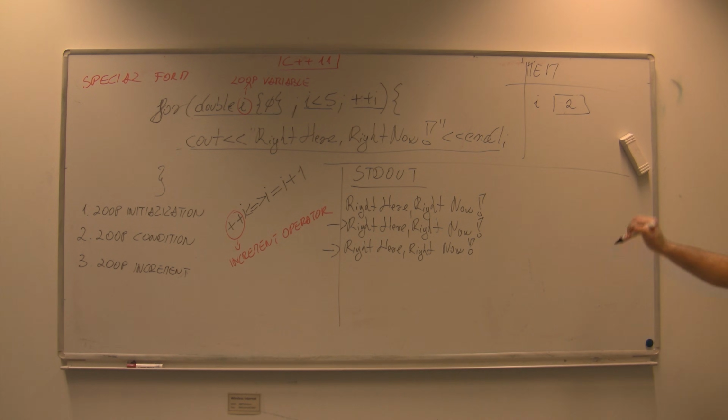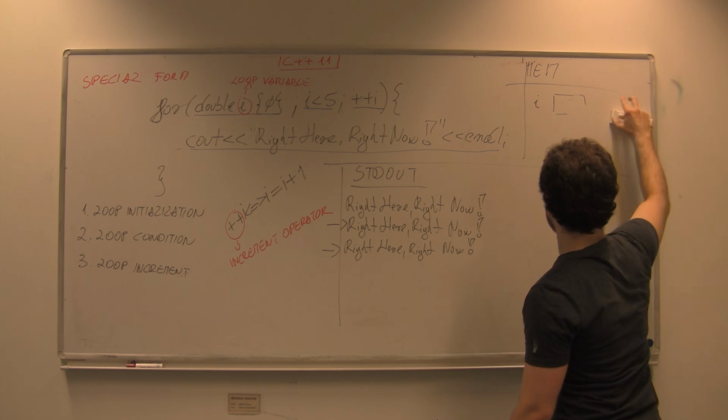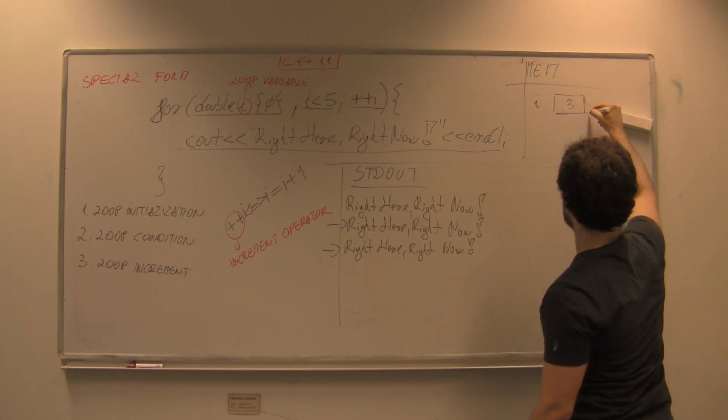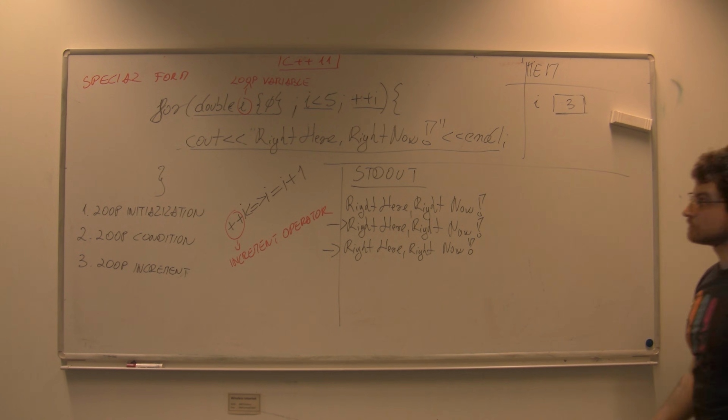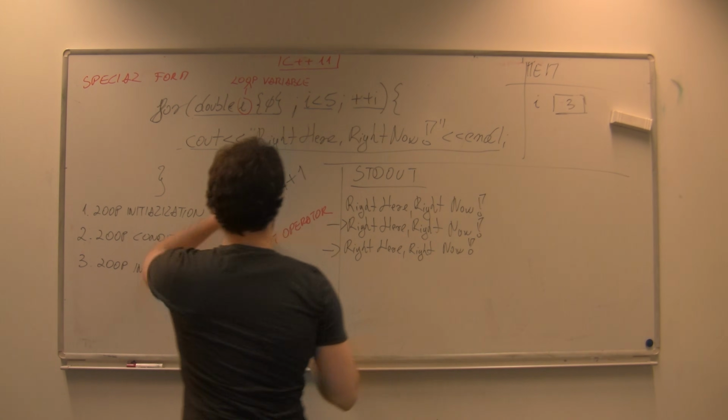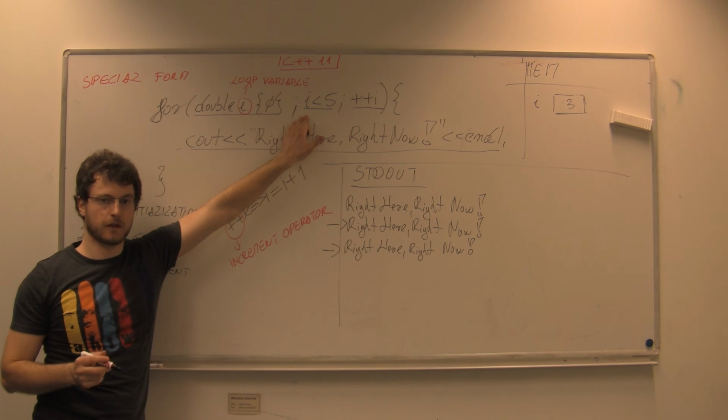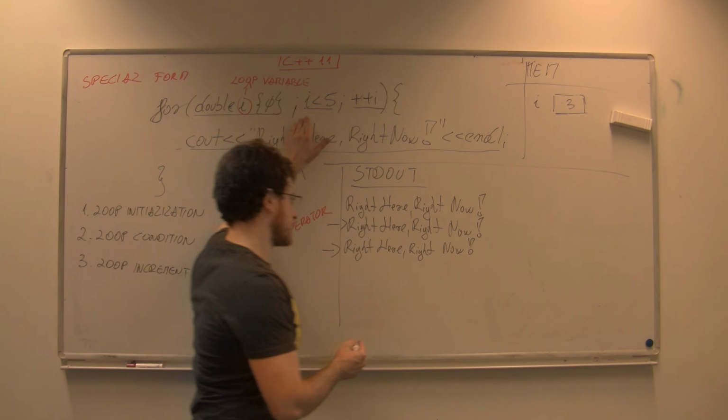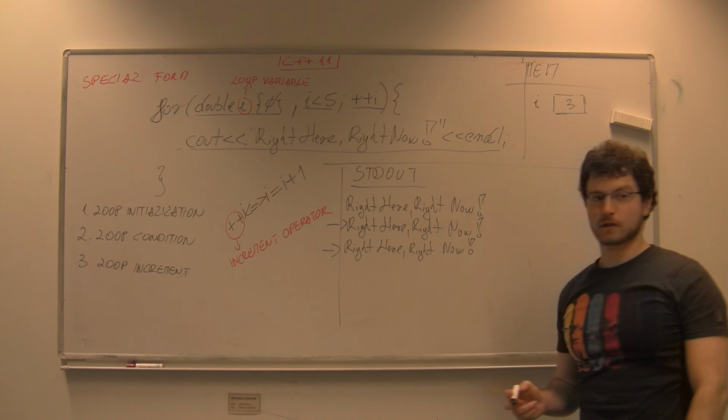We perform the loop increment. The variable I becomes 3. We check the loop condition. 3 is still less than 5. So we are allowed again to execute the body.